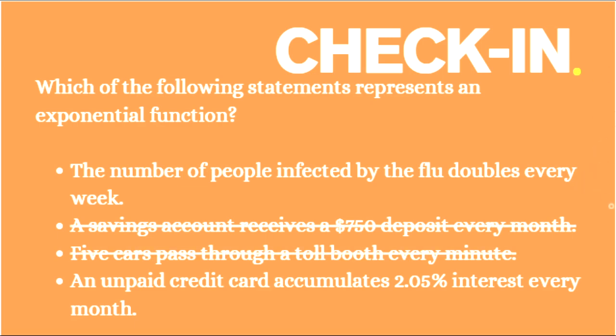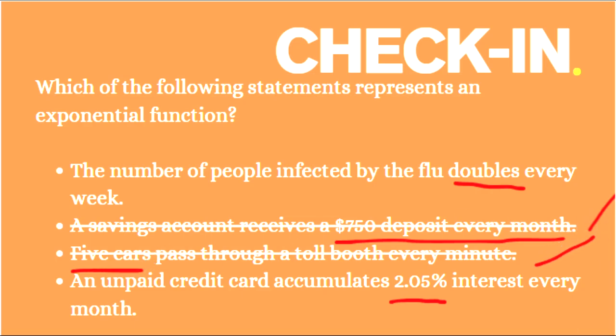These 2 are exponential because doubles is a multiplication problem. And anytime that you're dealing with a percent, you're dealing with multiplication or division. So it's going to be exponential. This one has a flat fee every month. So that's going to be a straight line, linear. And this one is a flat number of cars per minute. So that's going to be a straight linear line.